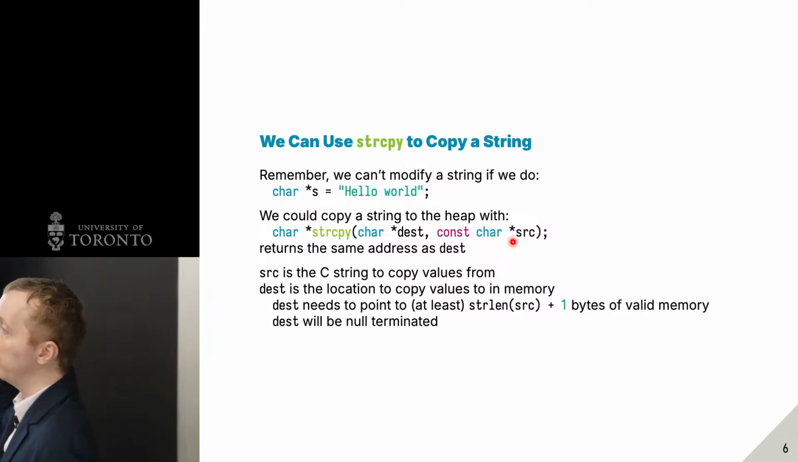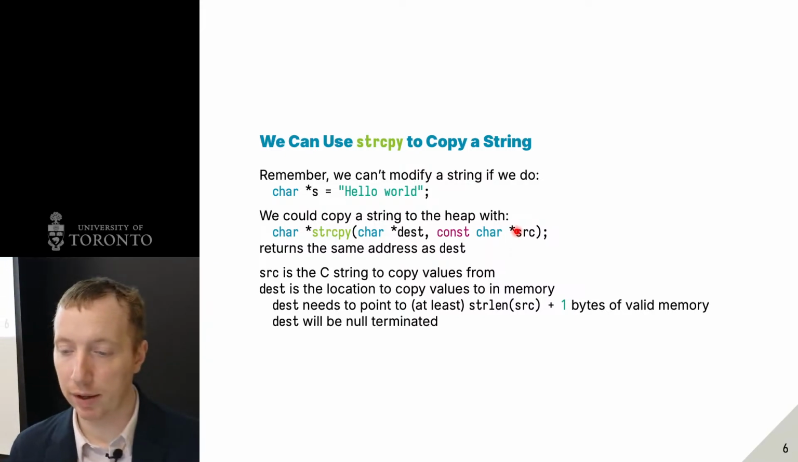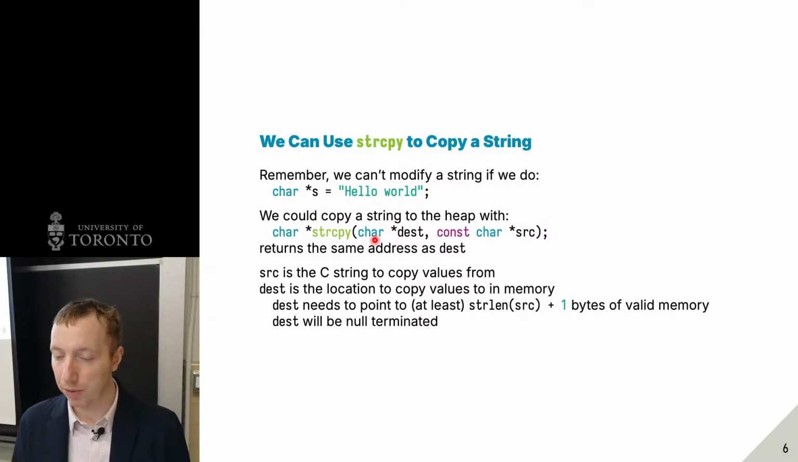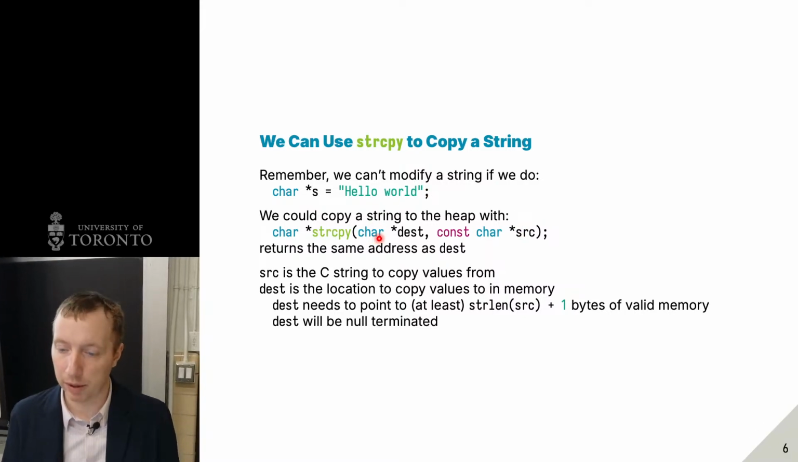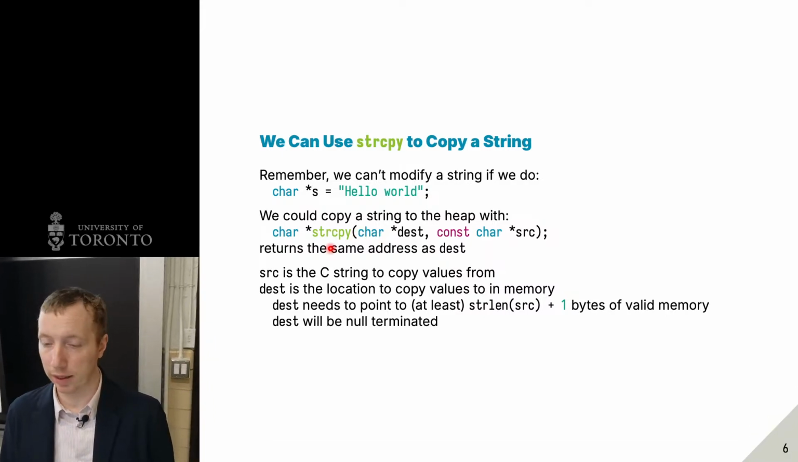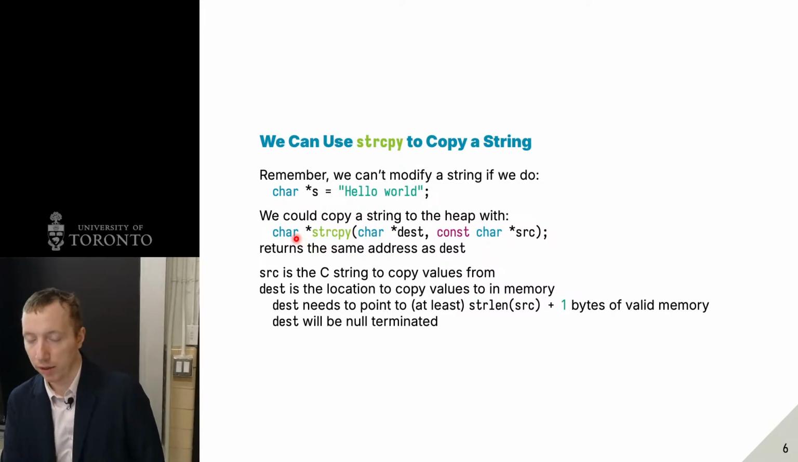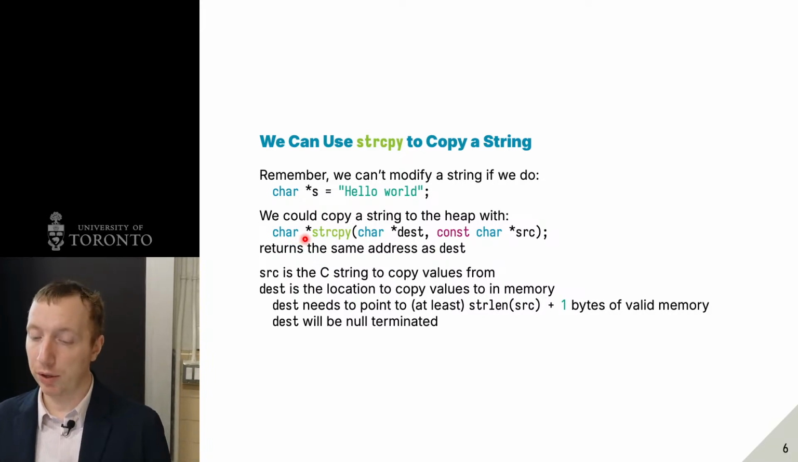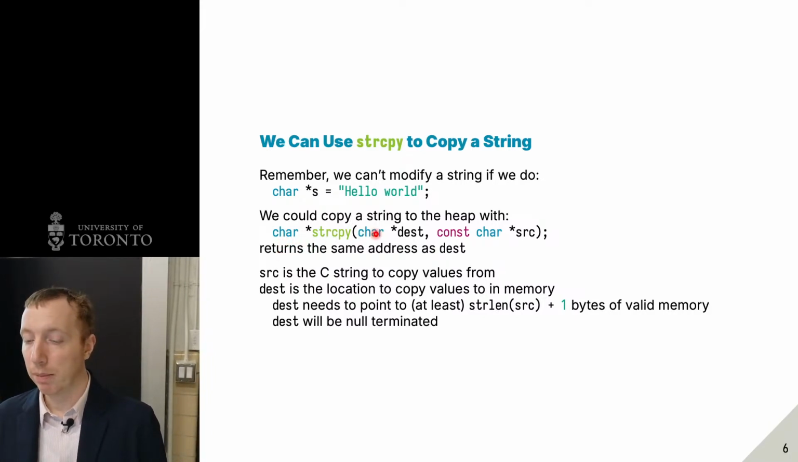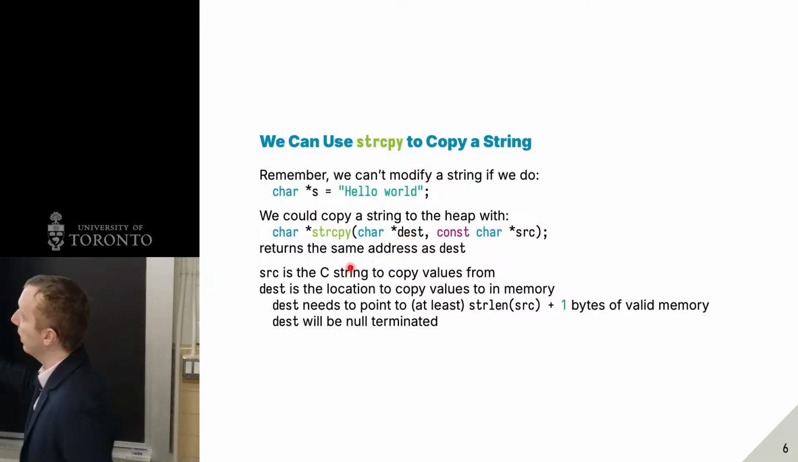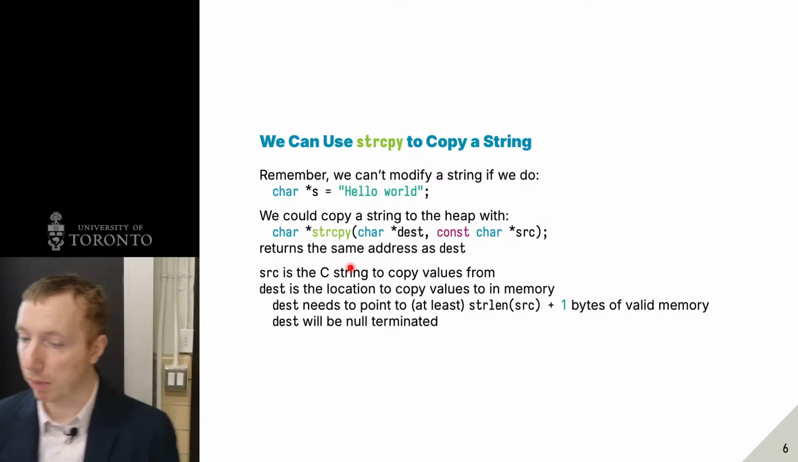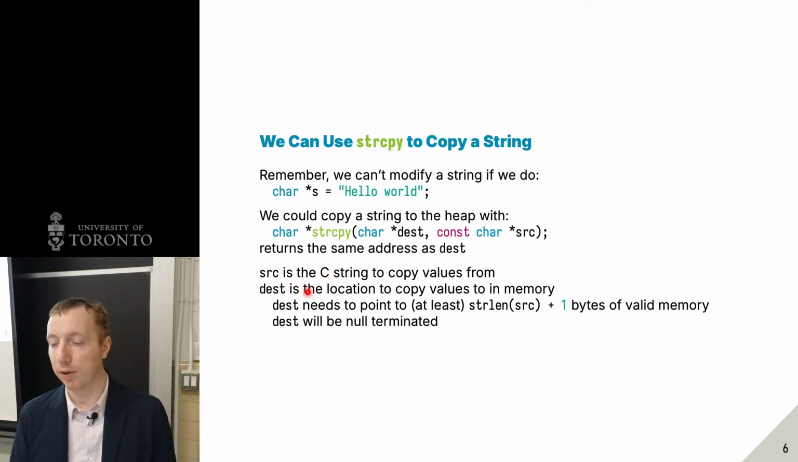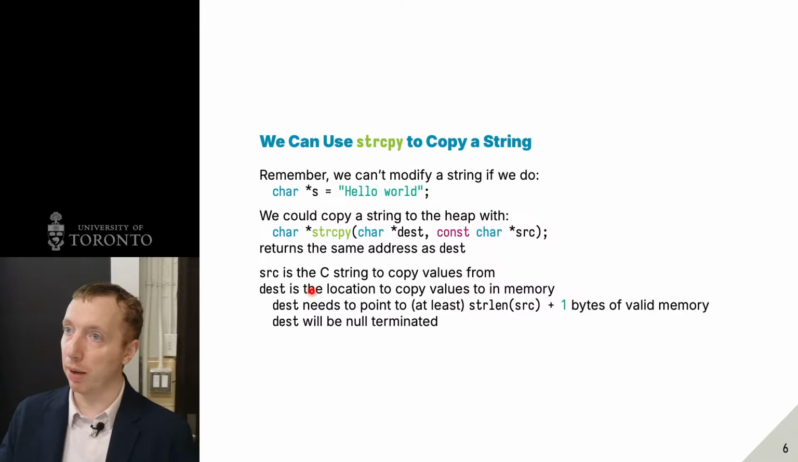The source is what characters to copy from. It will copy this character by character into dest until it also copies a null byte, and then it will stop. This also returns a char * pointer, but it's going to return the same address as dest. Again, src is the C string to copy values from. It doesn't try to modify it at all. And dest is the location in memory to copy values into.